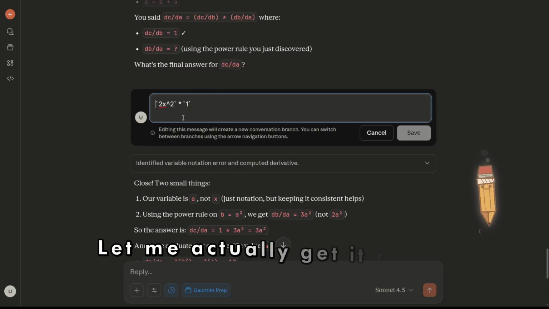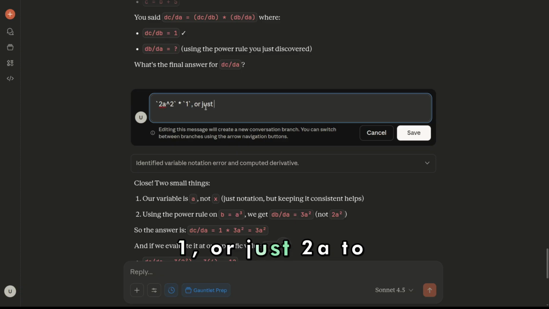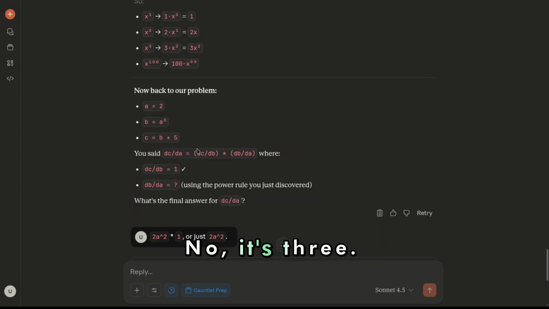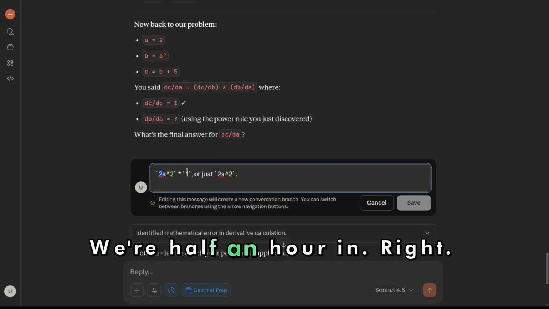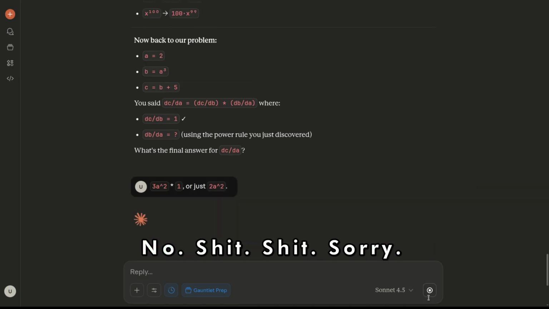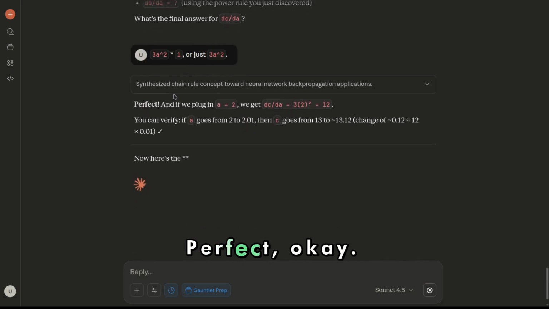Okay, hold on. Let me actually get it right. Or, well, 2a to the 2 times 1, or just 2 to the 2. No, it's 3. It is 3. Okay, no. I'm getting tired already. We're half an hour in. Right, no. Claude, sorry. I messed up, sorry. 3a to the 2. Perfect.